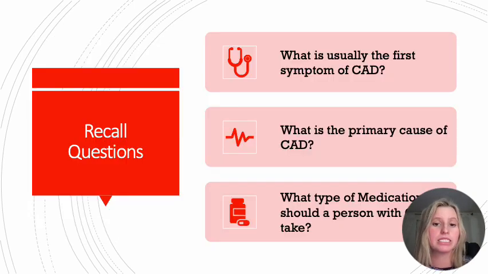Now, if we were paying attention throughout this presentation, we should be able to answer these easy callback questions. Now, what symptom is usually the first of a CAD? That is going to be angina or chest pain. What is primarily the cause of CAD, which is our atherosclerosis, and what type of medication should a person with a CAD take? That would be our statins, such as atorvastatin.